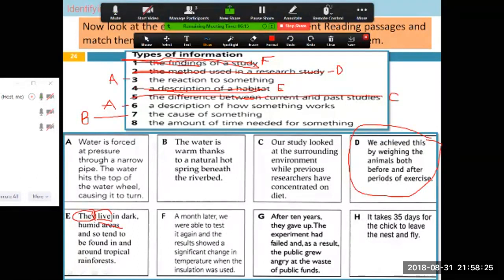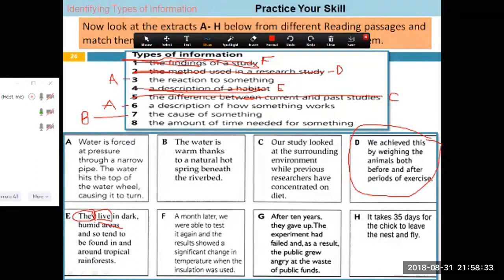Now the next one, number G. After 10 years, they gave up. The experiment had failed, and as a result, the public grew angry at the waste of public funds. Number 3, sir. What about you, doctor?